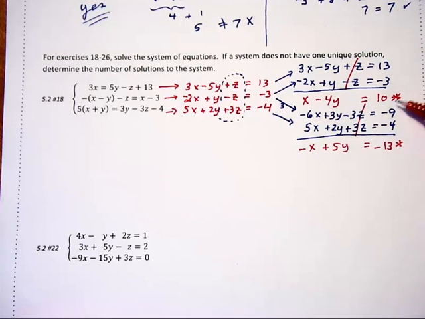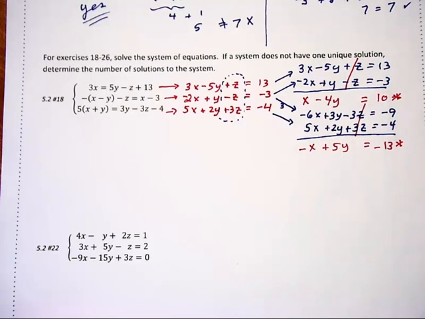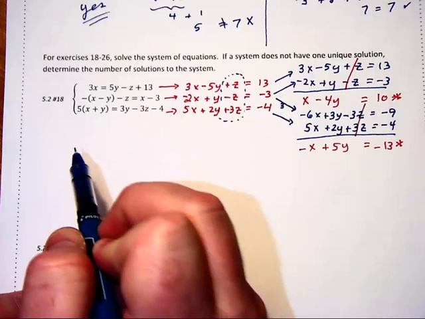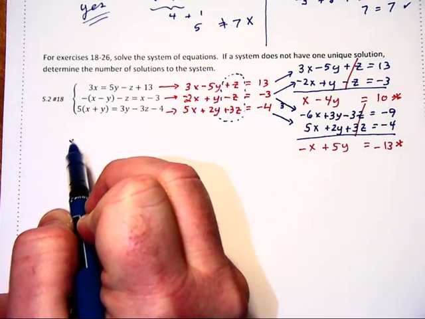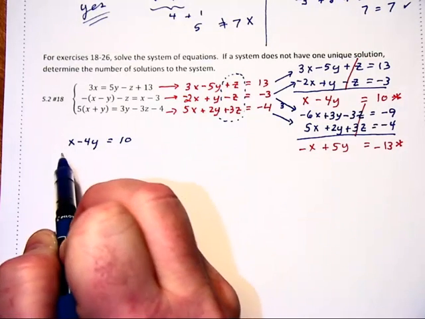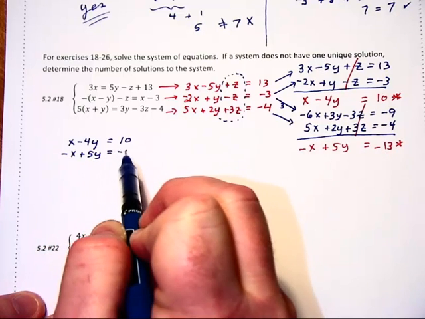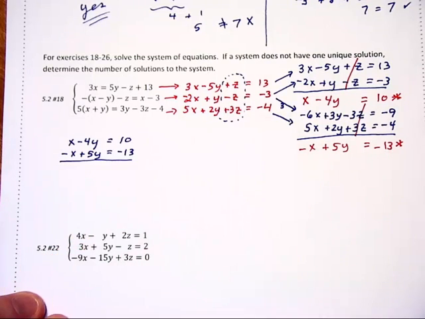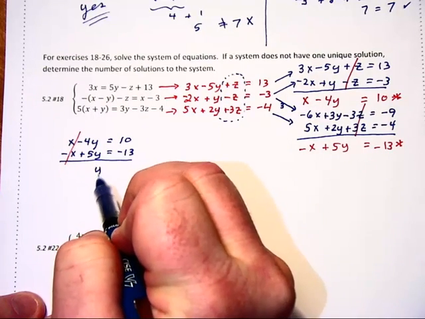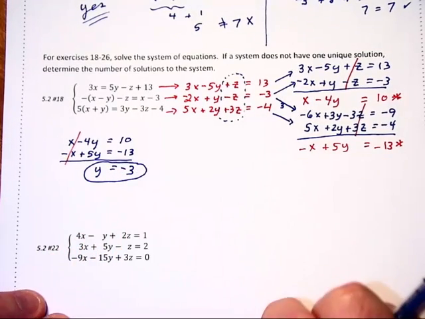So I'm looking at these two equations that each have the asterisks by them, and I notice when I add them together, the x's will cancel each other out. So I'm going to come over here to the left and rewrite these red equations. That is x minus 4y equals 10, and negative x plus 5y is equal to negative 13. Adding down, we find out that y is equal to negative 3. So there is 1/3 of our answer.